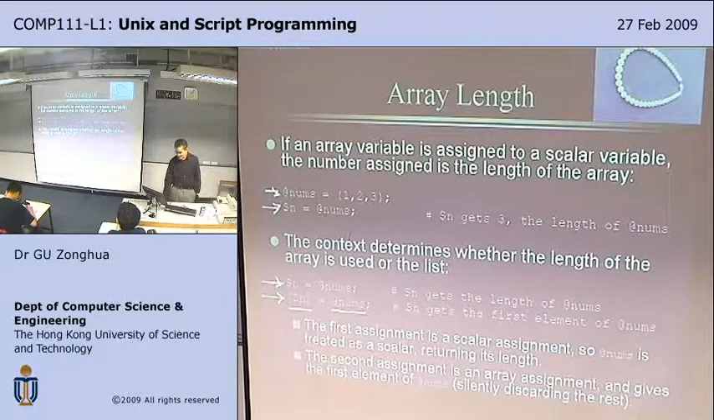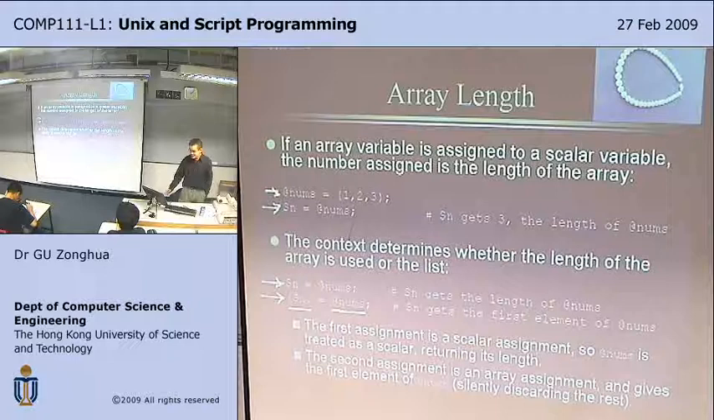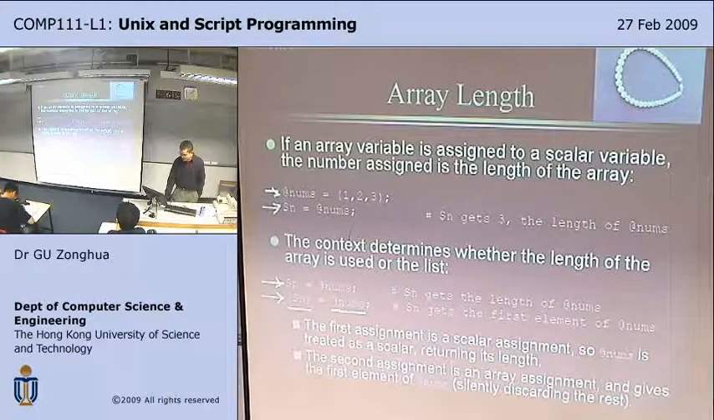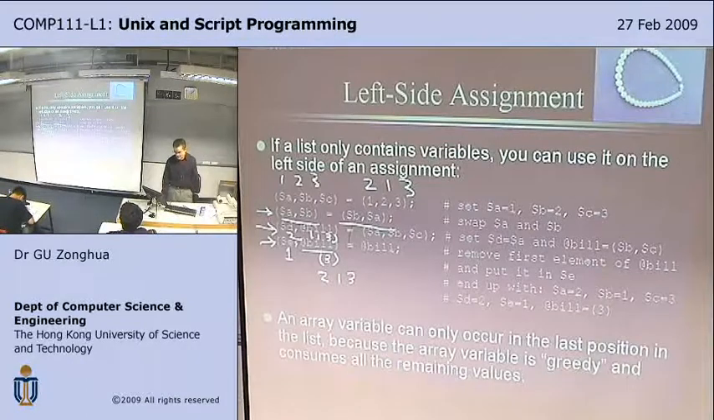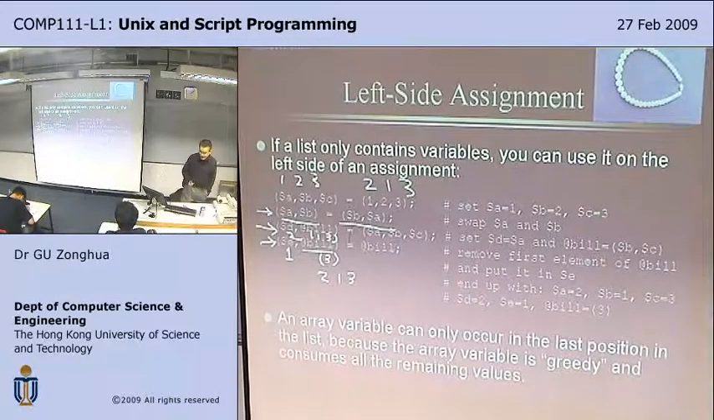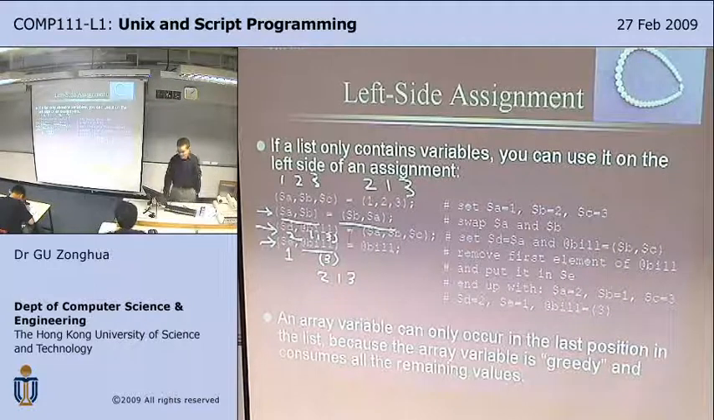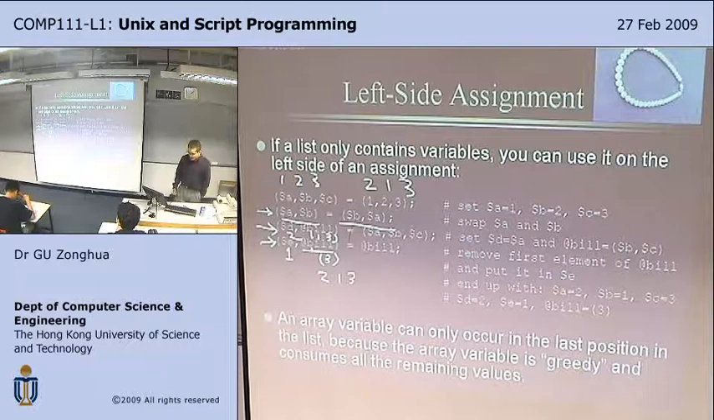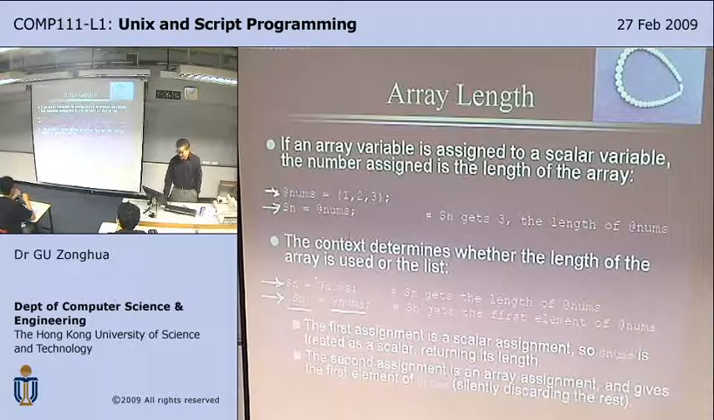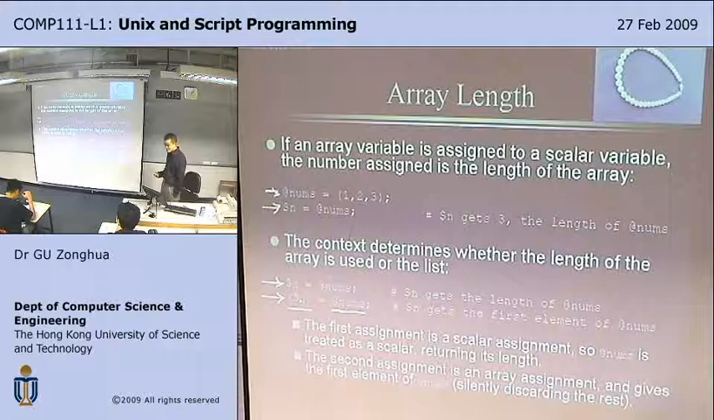First assignment is a scalar assignment. So nums is treated as a scalar, returning its length. Second assignment is array assignment. So you grab the first element of nums and silently discard the rest. So in the previous examples, you had a scalar variable followed by an array variable. So the array variable at the second position gets the rest of the array on the right. But here you only have a single scalar variable, so you only get the first element, and the rest is thrown away.